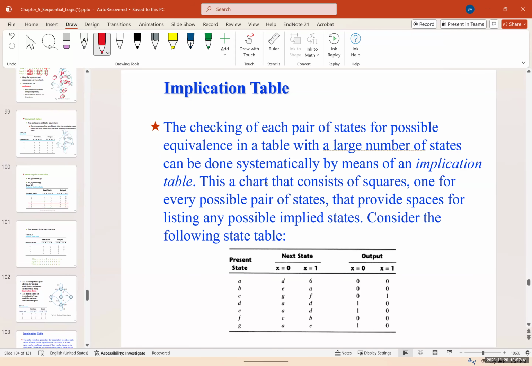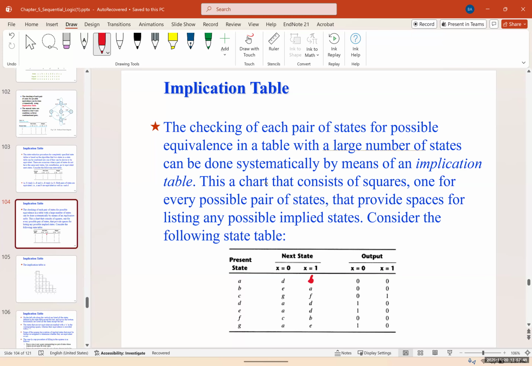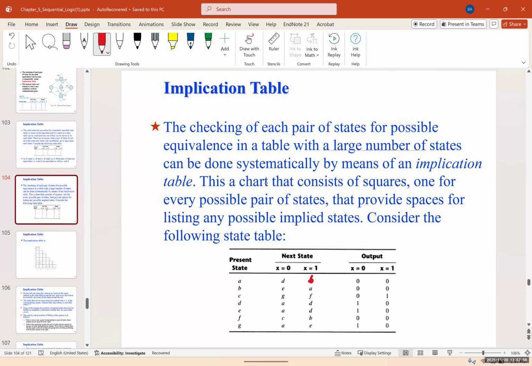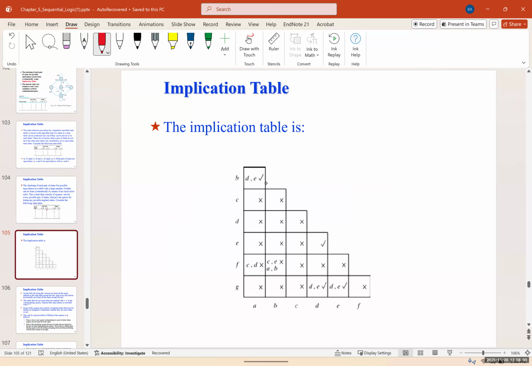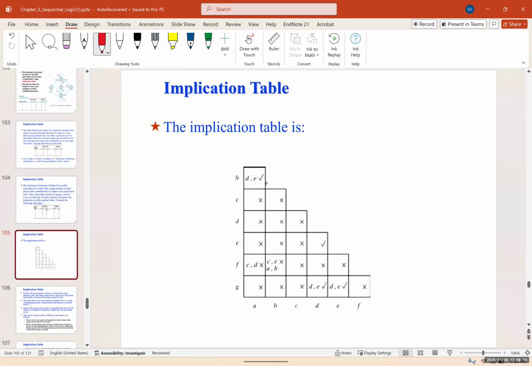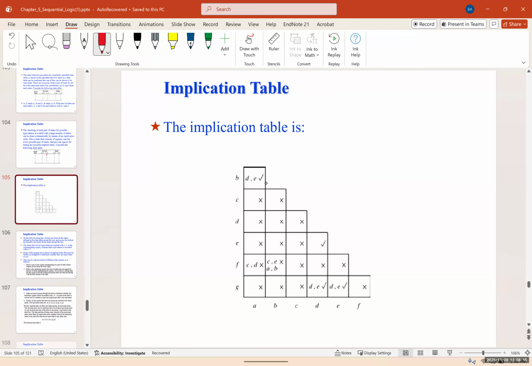Let me bring that up. By the way, this is a B. And for that, the implication table would look like this. We have A, B, C, D, E, F on the x-axis, and on the y-axis, we have G, F, E, D, C, and B. So A, B, C, D, E, F, G. And then we have B, C, D, E, F, G. So shifted one to the right.